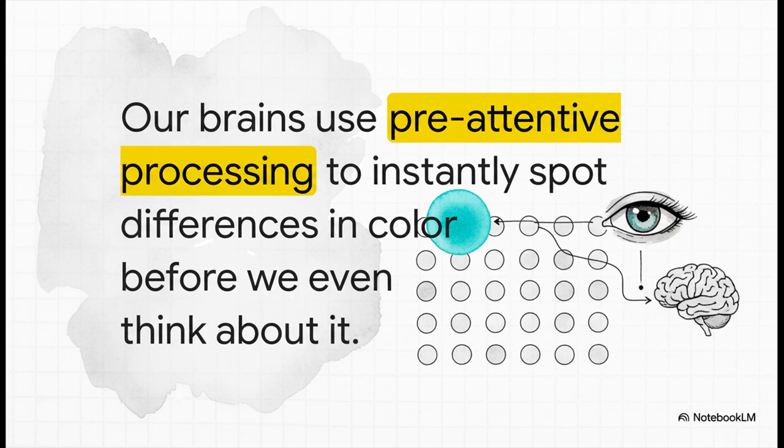Our brains have this built-in superpower called pre-attentive processing. Basically, it means we're hardwired to spot differences in things like color or size almost instantly, before we even consciously think about it. Remember that sales chart? You didn't have to go looking for the Q3 spike. Your brain's pre-attentive processing made it completely impossible to miss.